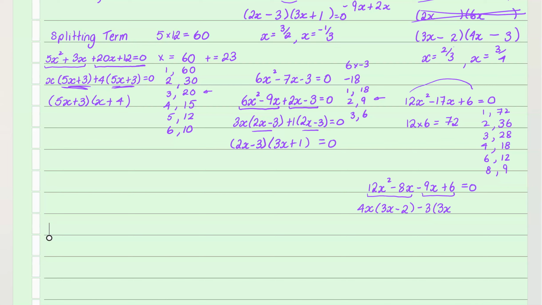3 times 3 gives you 9x. Now, minus 3 times minus 2 gives you positive 6. The upshot is that these should be the same. So now we pull out our common factor of 3x, take 2, and we're left with 4x, take 3. And that's the same that we got up there. So hopefully that helps. See if you can do those questions from exercise 2A1.